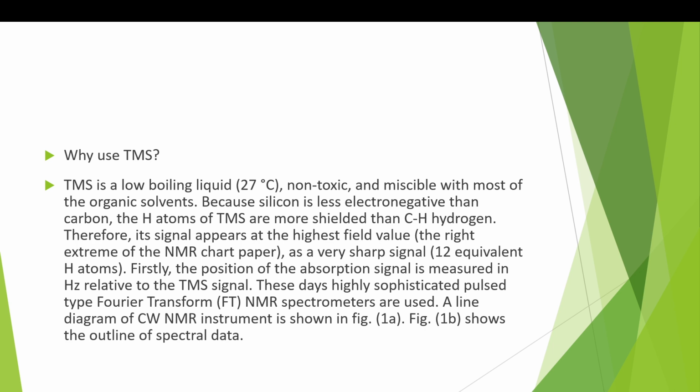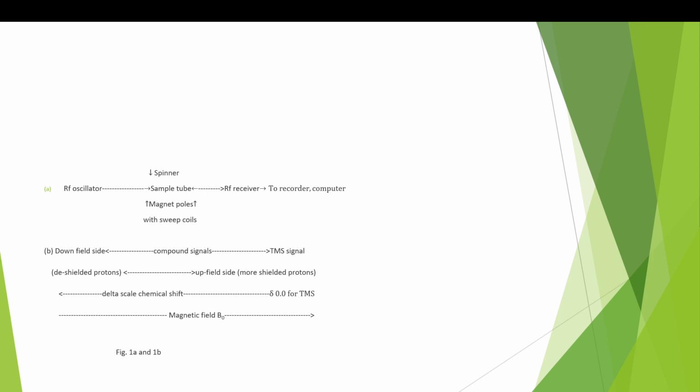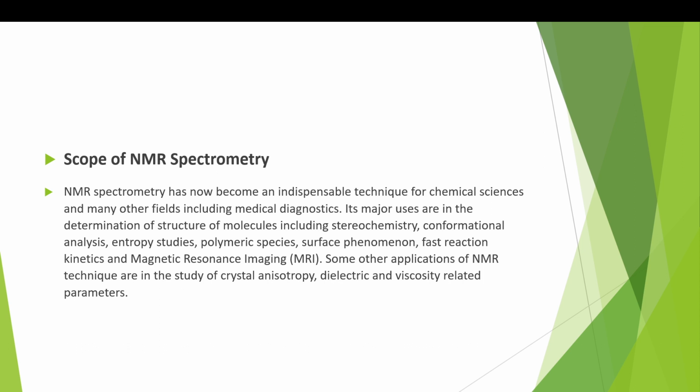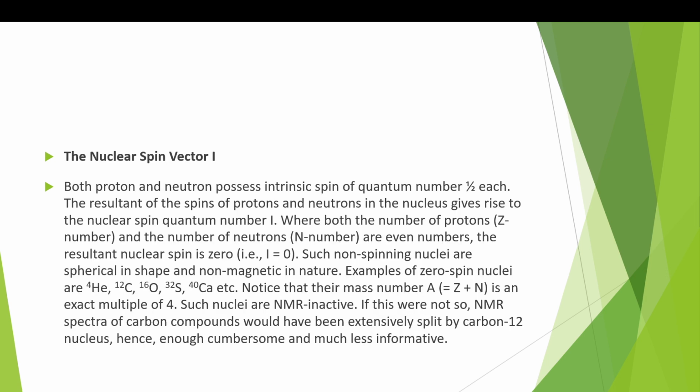Why we use TMS has been very nicely explained here. The line diagram shows how the CW NMR spectrometer works. J-coupling splitting on the NMR spectrometer is diagrammatically shown here. The scope of NMR, almost every property can be studied by NMR. The technique is very, very important, including MRI, used in medical science and medical diagnostics. Nuclear spin vector. All nuclei don't have spin. Some have spin and corresponding spin angular momentum.